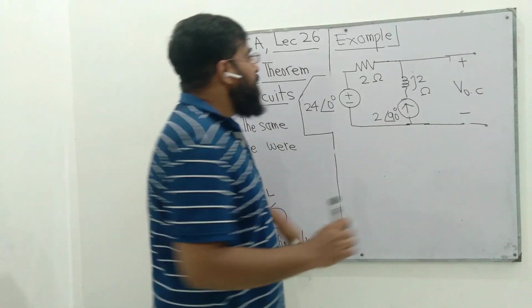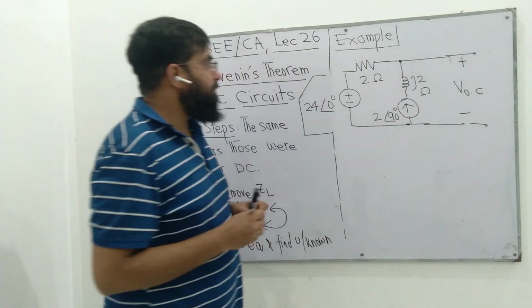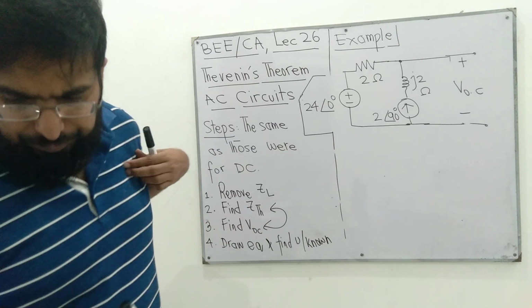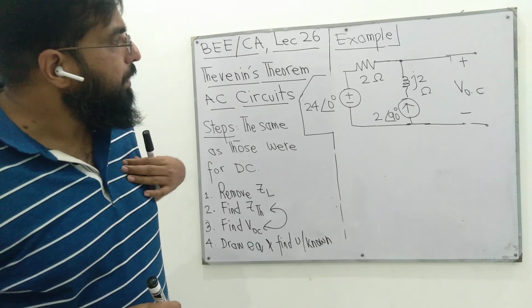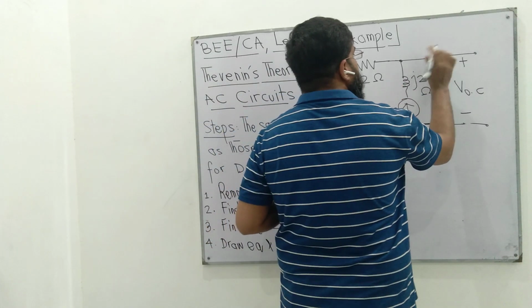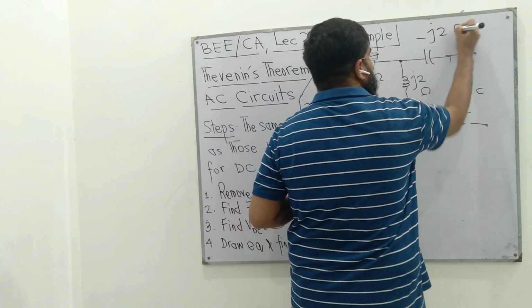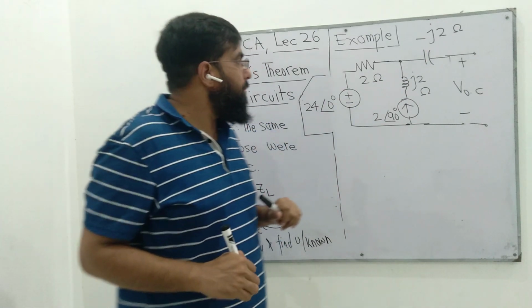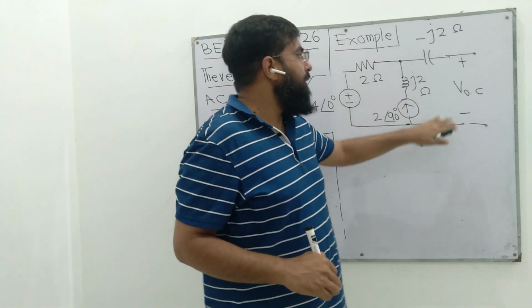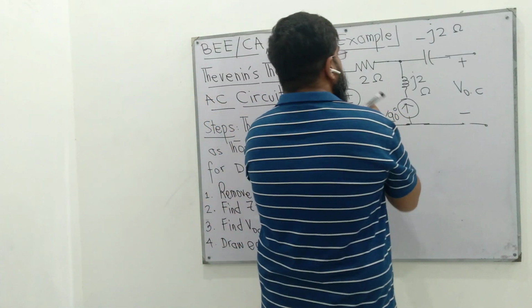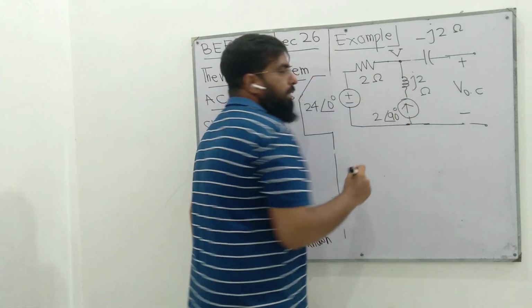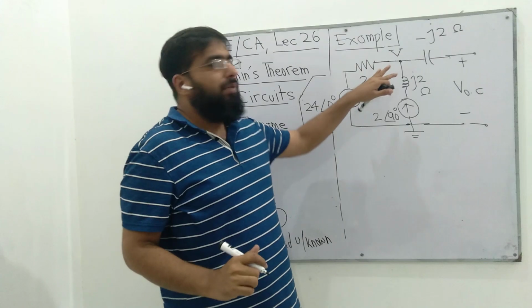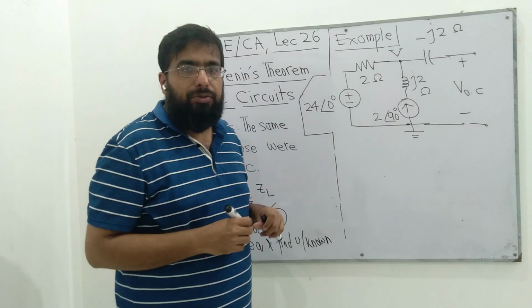To find VOC, we can either apply loop analysis or nodal analysis. Let's apply nodal analysis first. This is minus J2. There is a capacitance here, minus J2 ohm, with capacitive reactance minus J2. So we have removed the load and now we are ready to find VOC. Assume a voltage V here, and then we have only one non-zero node. We'll write a KCL equation for this node, Kirchhoff's current law equation.